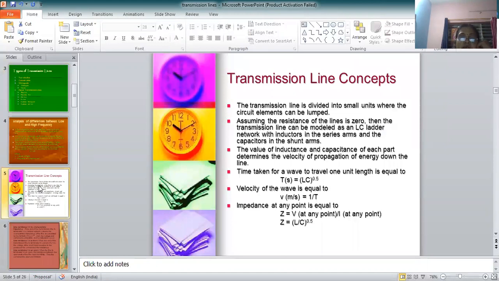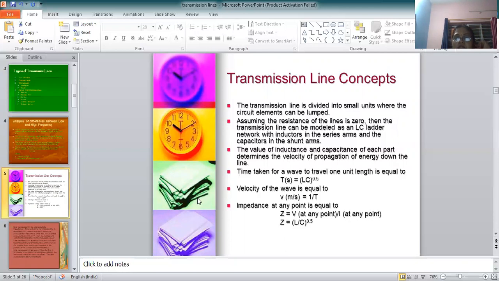Now, the transmission line concept. The transmission line is divided into small units where the circuit elements can be lumped. Assuming the resistance of the line is 0, then the transmission line can be modeled as an LC ladder network with inductors in series arms and the capacitors in the shunt arms. The values of inductance and capacitance of each part determine the velocity of propagation of energy down the line.